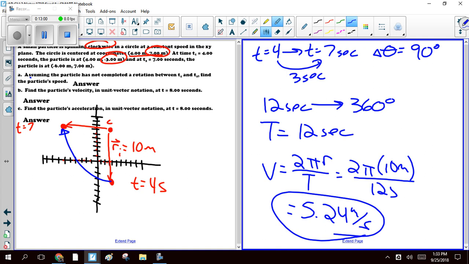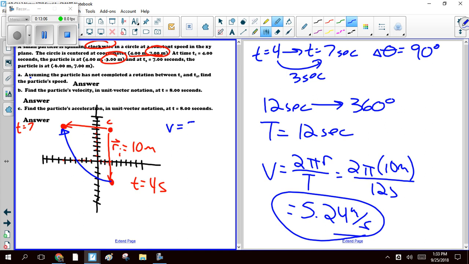Okay. All right, so that's part A. So let's make a note of that. The magnitude of our velocity is 5.24 meters per second. All right, now part B says find the particle's velocity in unit vector notation at t equals 8 seconds. Holy schmoly. All right, so let me get rid of this guy.